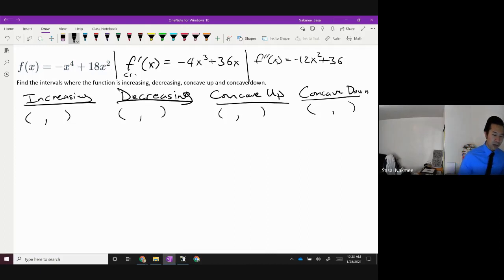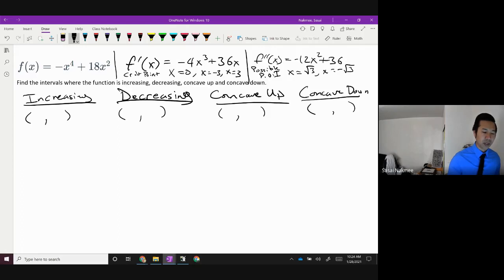if you solve this cubic, either by factoring it, which is the only way I know how to do it, you should have gotten x equals 0, x equals -3, and x equals 3. Those are the critical points I would have gotten. For my possible points of inflection, I would have gotten x equals the square root of 3, or x equals the negative square root of 3.